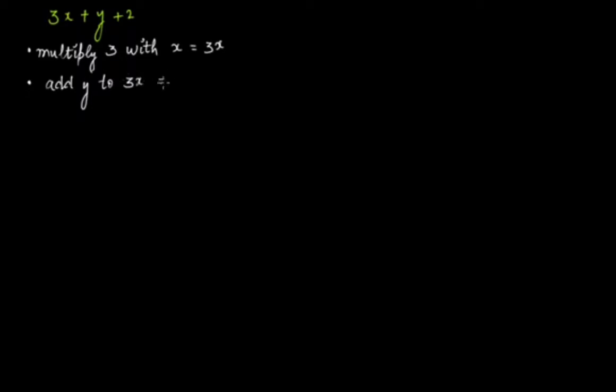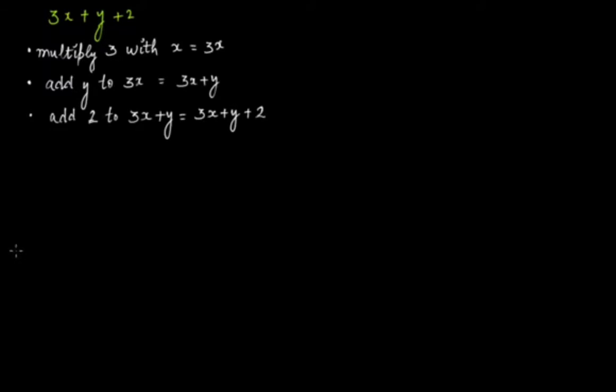Let's take 3 times x plus y plus 2. You will say that the first step will be to multiply 3 with x, so we get 3x. The second step will be to add y to 3x, so you get 3x plus y. And then add 2 to 3x plus y, so you get 3x plus y plus 2. So in these 3 simple steps, we can form this expression.